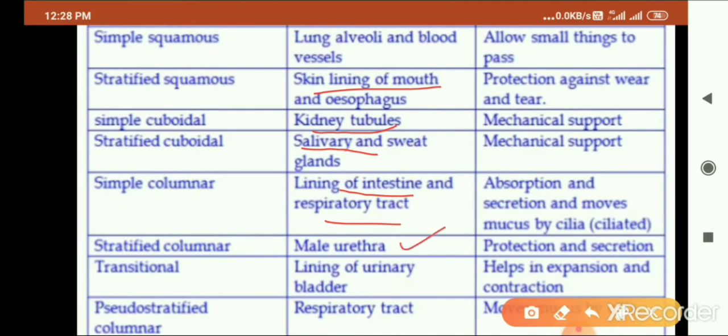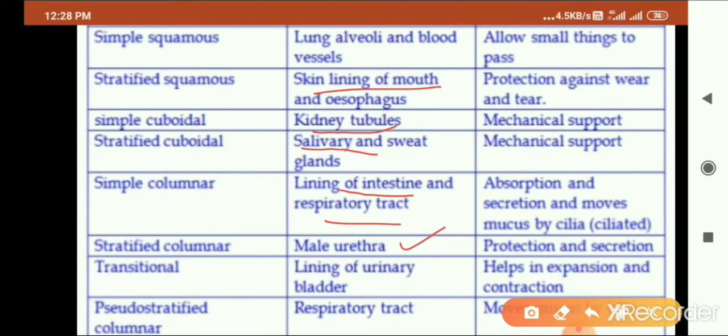Transitional epithelium is found in the lining of the urinary bladder. Pseudostratified is found in the respiratory tract. Here we have the function of these tissues. For example, if it is present in lungs, then it allows the small things to pass.